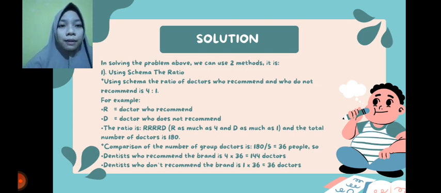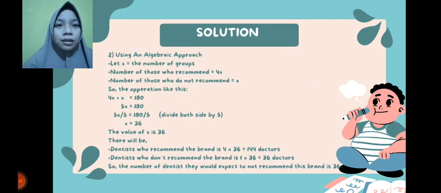Comparison of the number of group doctor is 180 over 5 is equal to 36 people. So dentists who recommend the brand is 4 times 36 is equal to 144 doctor, and dentists who don't recommend the brand is 1 times 36 is equal to 36 doctor. The second method is using an algebraic approach.